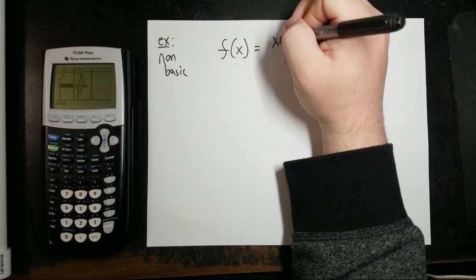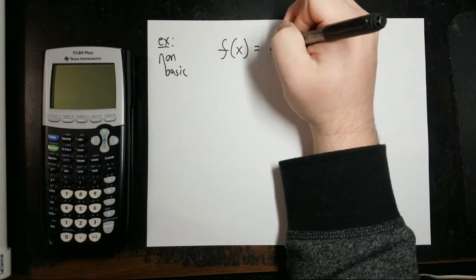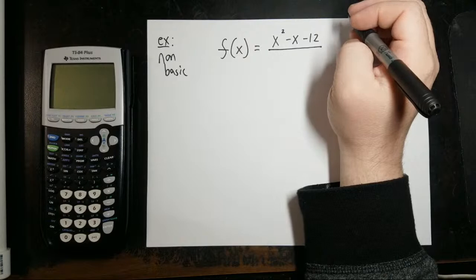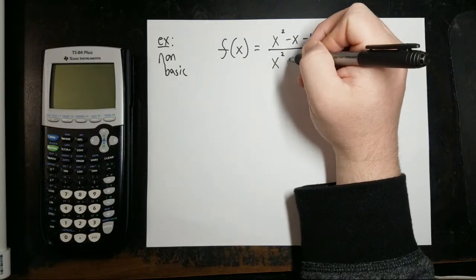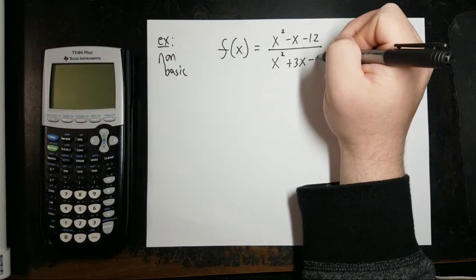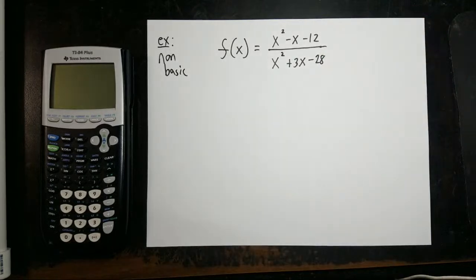Let's do x squared minus x minus 12 divided by... I gotta make sure this number works out the way that I want it to. X squared plus 3x minus 28. That works out for me. I believe that should work out quite nicely for the greatness that I have in mind for you guys.